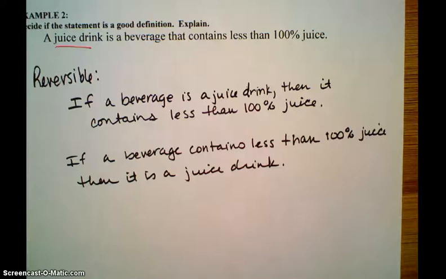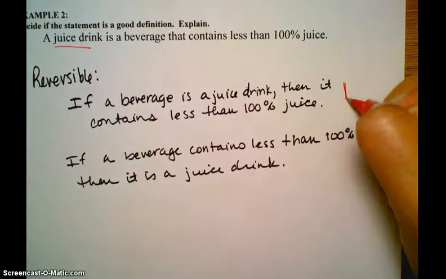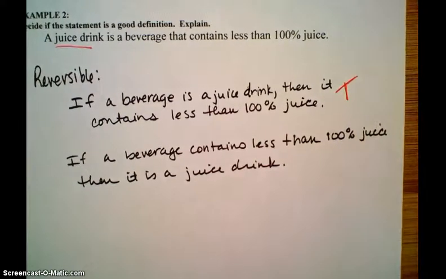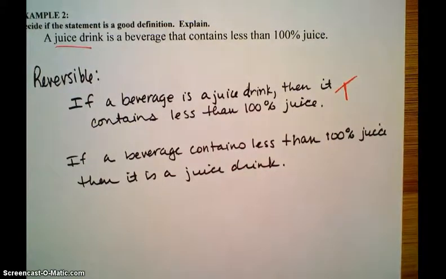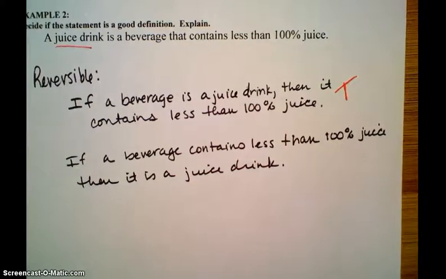Okay, so I took the juice drink statement and I wrote out 2 conditionals that are converses of each other. And you'll notice the first one, if a beverage is a juice drink, then it contains less than 100% juice. Okay, I'd have to say that's a true statement. I can agree with that. But then the second one says, if a beverage contains less than 100% juice, then it is called a juice drink. Well, here's the thing.